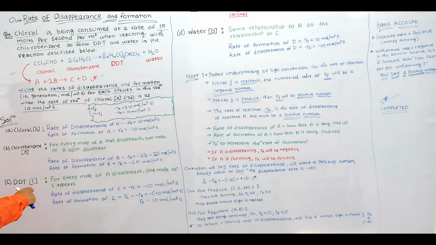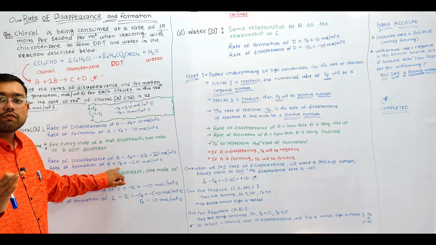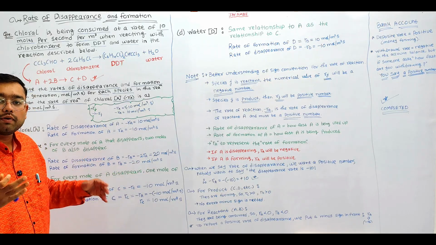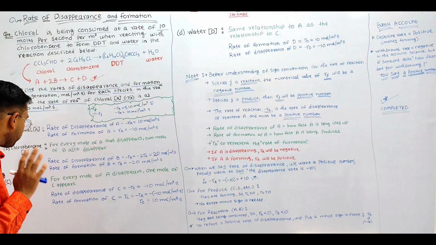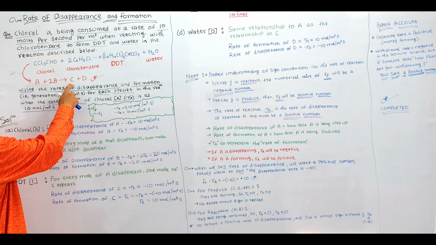Now the rate of formation of B is Rb. So Rb will represent the rate of formation of B, which is minus 20 moles per meter cube per second. These are the reactants. Now we are coming to the products. Here the products we have are C and D.